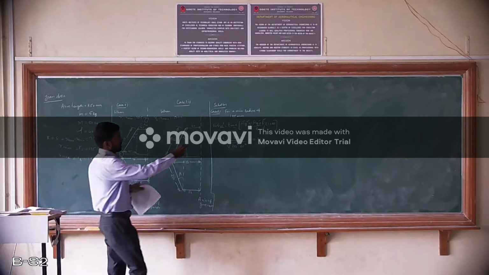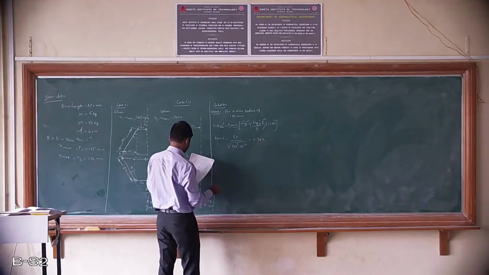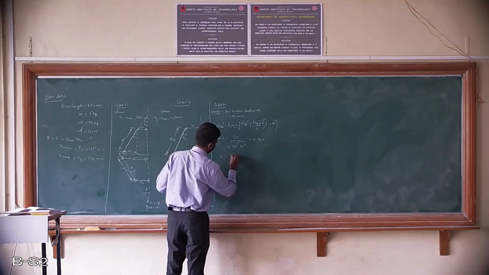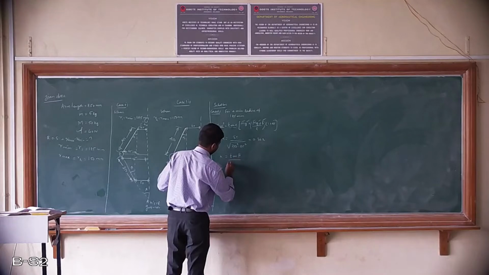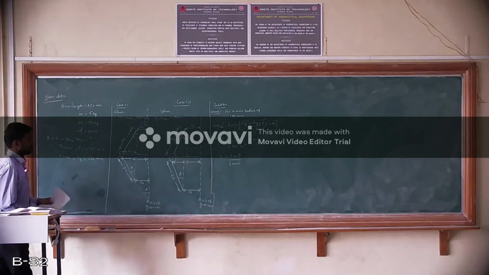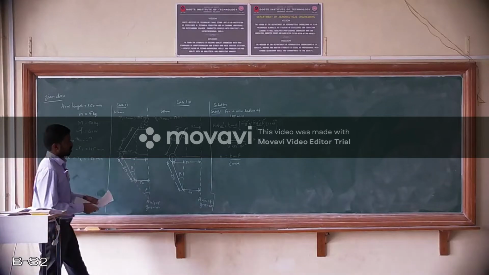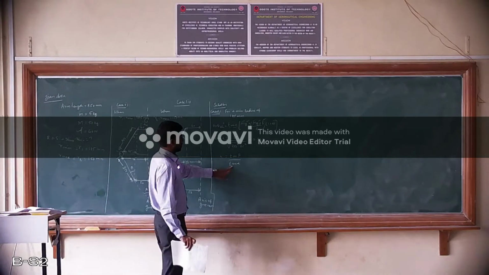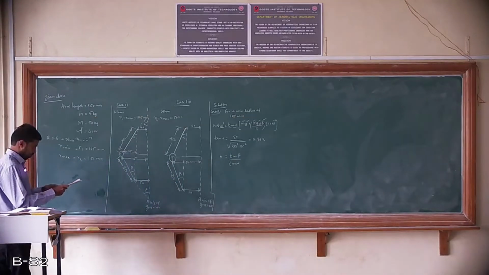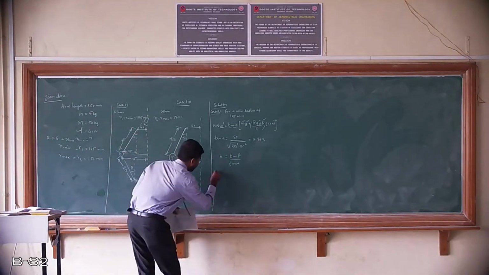Similarly, to get the value of k, what is the equation? K can be obtained using the equation tan beta divided by tan alpha. Already I know the value for tan alpha. Now I need to get the value for tan beta. So how to get the value for tan beta?